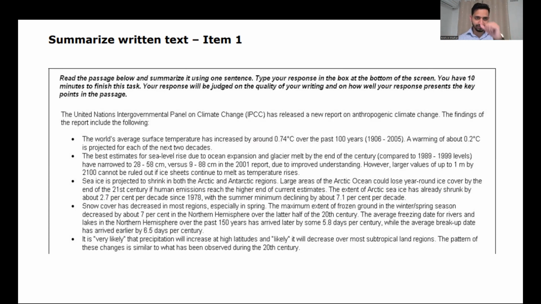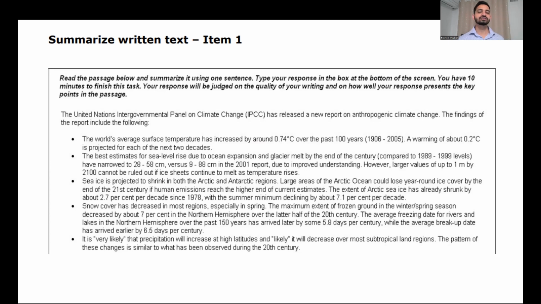The best estimates for sea level rise due to ocean expansion and glacier melt by the end of century compared to 1989 to 1999 levels have narrowed to 28 to 58 centimeter versus 9 to 88 centimeter in the 2001 report. Due to improved understanding, however, larger values of up to 1 meter by 2100 cannot be ruled out if ice sheets continue to melt as temperature rises.